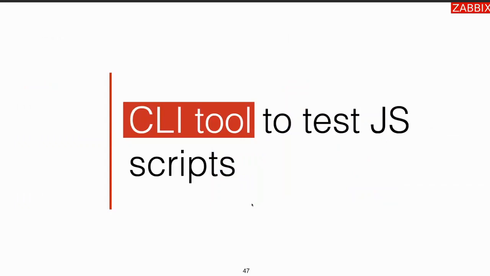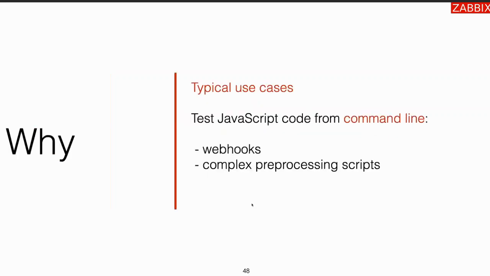Since we support JavaScript everywhere right now for preprocessing, we support JavaScript for webhooks. It's important to give users some nice tools to deal with JavaScript, to troubleshoot it, to create a new script. And we introduced a shell tool, basically a command line tool, to test JavaScript. So again, it's for JavaScripts which are used for webhooks, for some complex preprocessing scripts, and this is basically how it works.